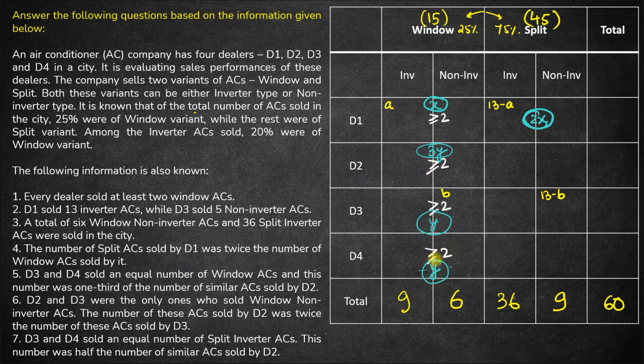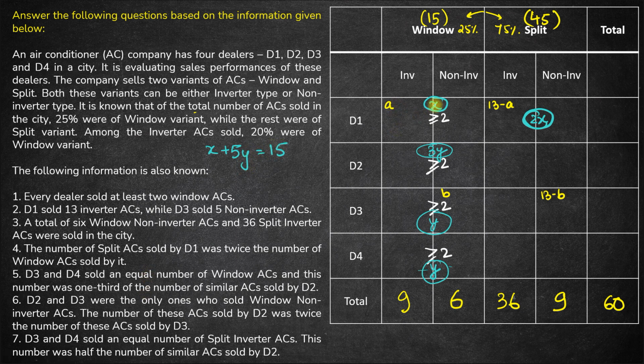So the total number of window ACs sold by D1 is X, D2 is 3Y, D3 is Y, and D4 is Y. Now adding all these values together, X plus 3Y plus Y plus Y will give us the total number of window ACs, which is 15, right? So we have X plus 3Y plus Y plus Y is 5Y. This is equal to 15.